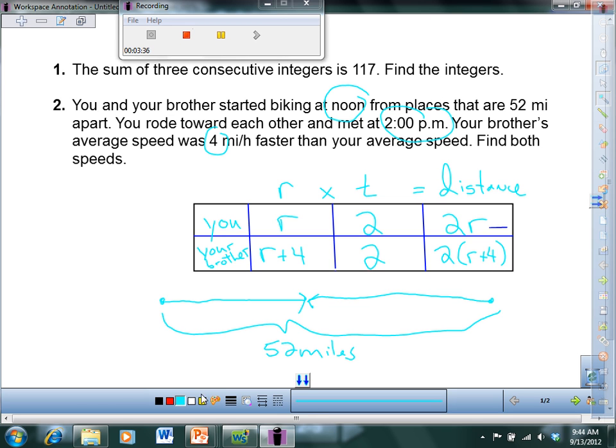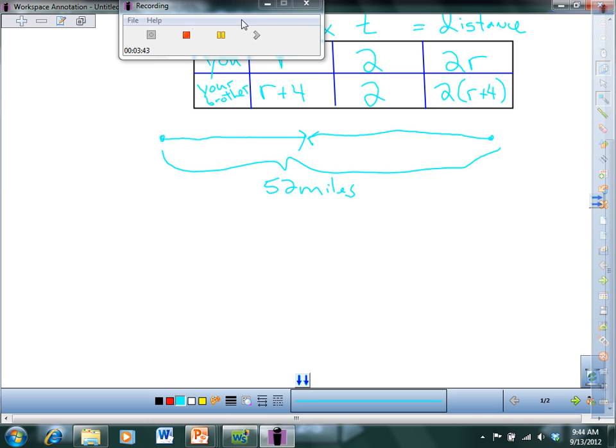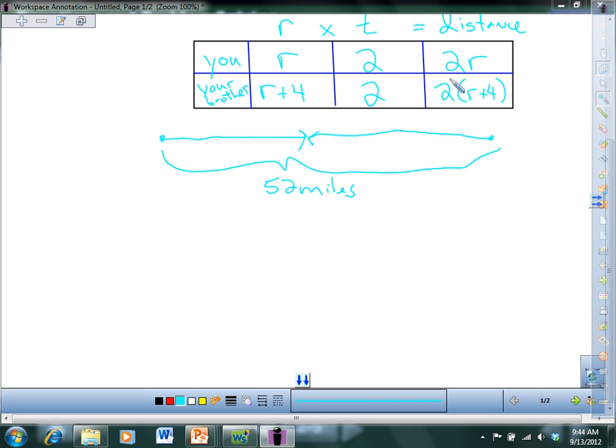And algebraically, I write your brother's distance as 2 times r plus 4. You guys understand that? Okay? Now together, they have gone 52 miles. So I have to find a way of putting this together into an equation. How do I put this and this into an equation? Are they equal to each other? No. They're not equal to each other.